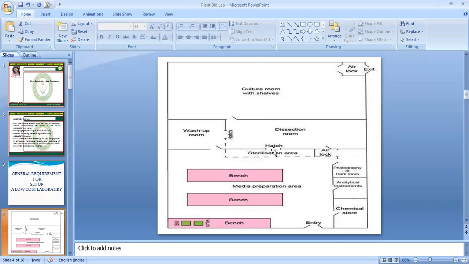This area is the sterilization area. This is the airlock area. This is the hatch. This is the dissection room where you will perform the inoculation process, and this is the wash up room where you will get all the clean glasswares. Finally, after inoculation of the explant into the tissue culture media or flask, you will put all the cultured media into the culture room with shelves, and this is the airlock and this is the exit area. So this is the flow diagram of a plant tissue culture laboratory.